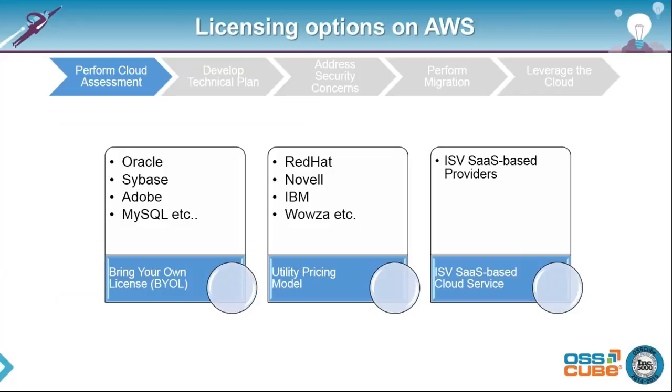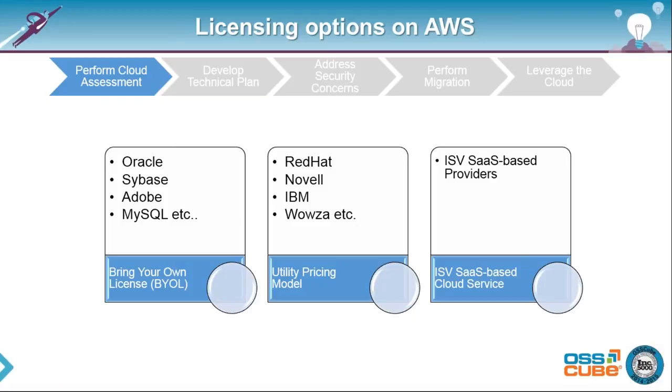So as I said, one of the key considerations is the licensing options. When we talk of AWS, it provides different kinds of licensing options. It has options to bring your own license. Some providers like Oracle, Sybase, Adobe have provided their licenses on the cloud. So if you own a product that you have an on-premise license for, for example Oracle, you can move the same license to the cloud.